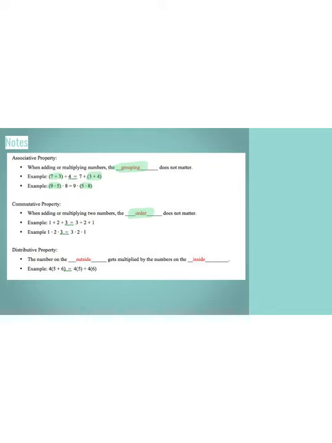Then with the distributive property, the number on the outside of the parentheses gets multiplied by the numbers on the inside of the parentheses. So we're distributing, or we're evenly sharing that number on the outside to the numbers on the inside.